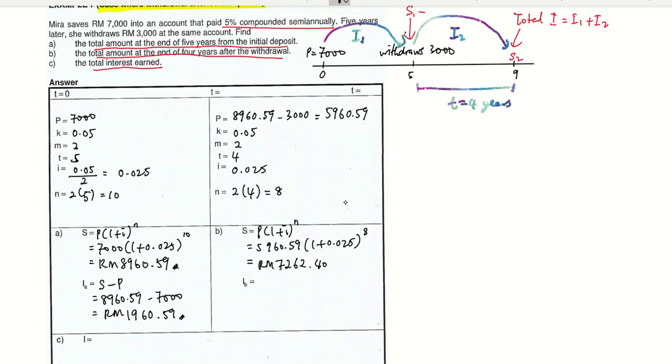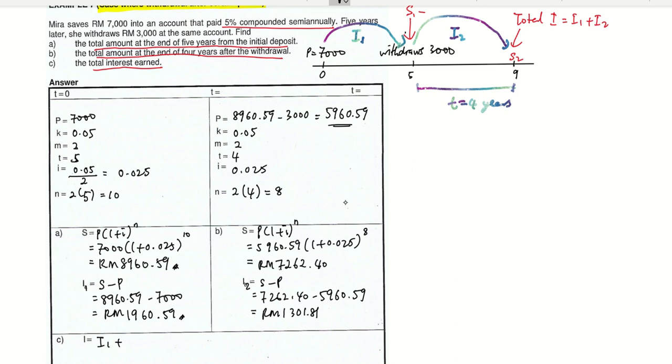Then for the amount of interest after withdrawal, which is I2, we use the same formula, S minus P. However, the principal here is the new principal. So 7,262.4 minus the new principal, 5,960.59. So the amount of interest after withdrawal is 1,301.81.